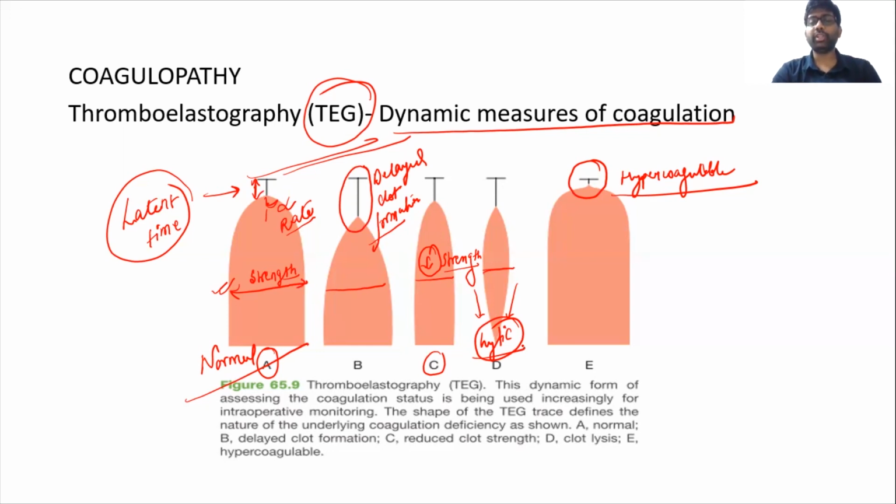What a dynamic measure means: if you get a coagulation profile like INR, PT, aPTT, they all give you a static figure of the coagulation profile at that moment in time. But if you need it over a period of time, then you do a thromboelastography to get the dynamic measure of this coagulation.